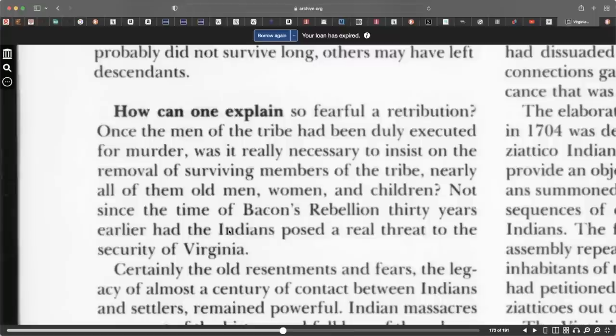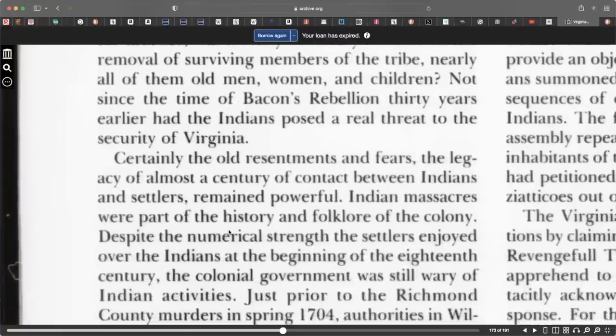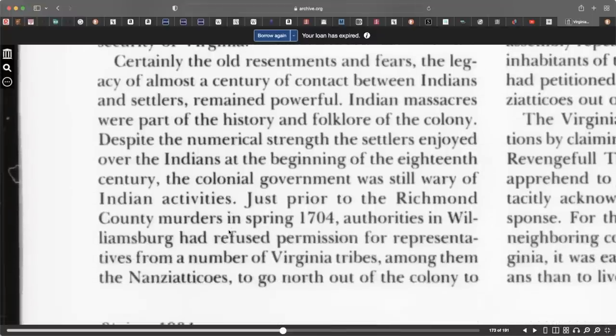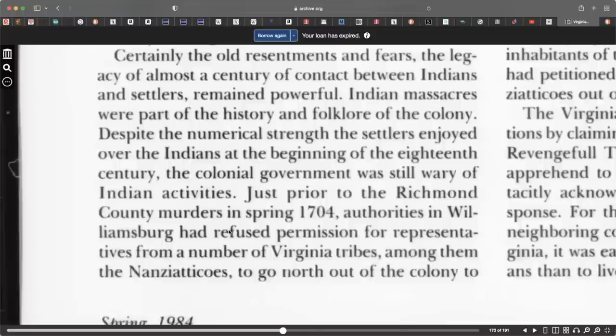They were warriors. Not since the time of Bacon's Rebellion, 30 years earlier, had the Indians posed a real threat to the security of Virginia. Certainly the old resentments and fears, the legacy of almost a century of contact between Indians and settlers, remained powerful. Indian massacres were part of the history and folklore of the colony. Despite the numerical strength the settlers enjoyed over the Indians at the beginning of the 18th century, the colonial government was still wary of Indian activities.